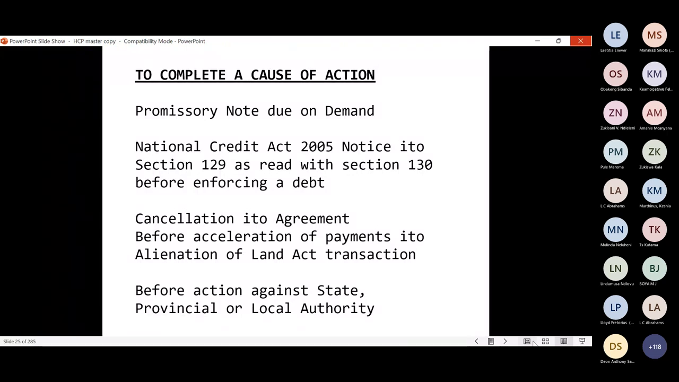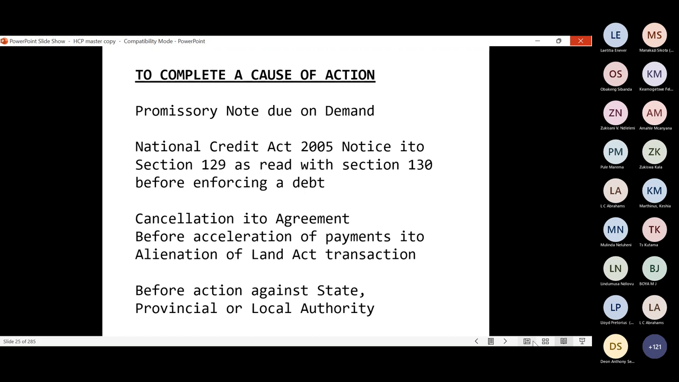a credit agreement. So if the parties had entered into a credit agreement, before you can issue a summons, before the cause of action is complete, the National Credit Act provides that the creditor must send a notice in terms of Section 129, as read with Section 130 of that Act, before enforcing a debt.